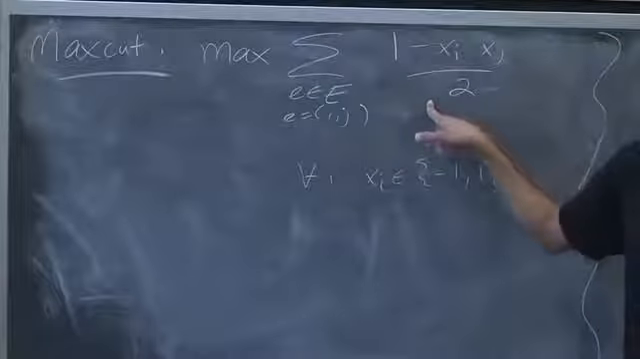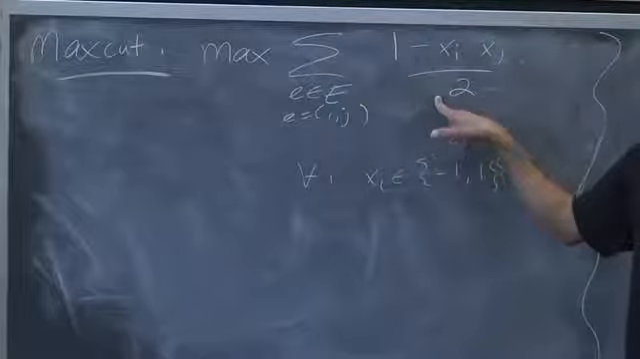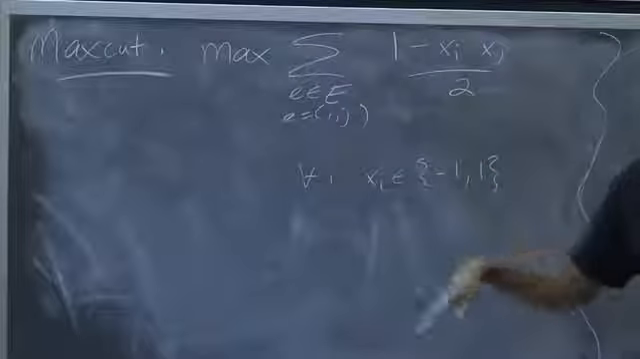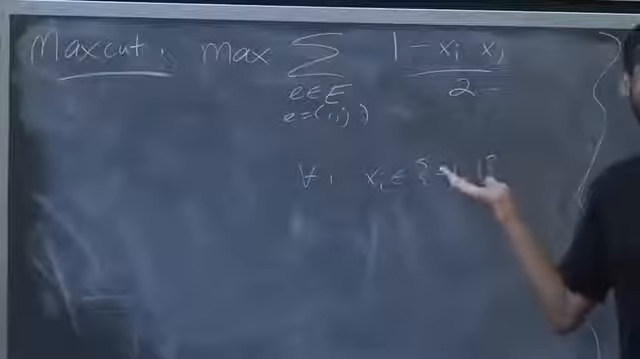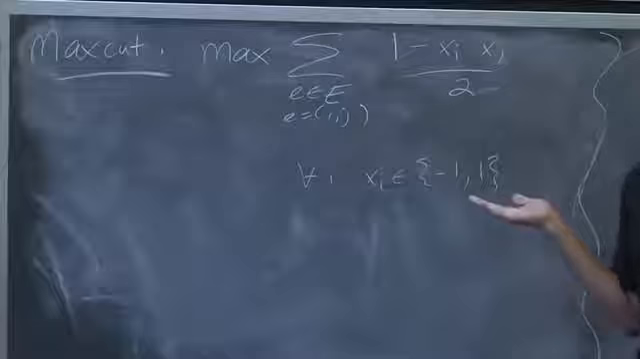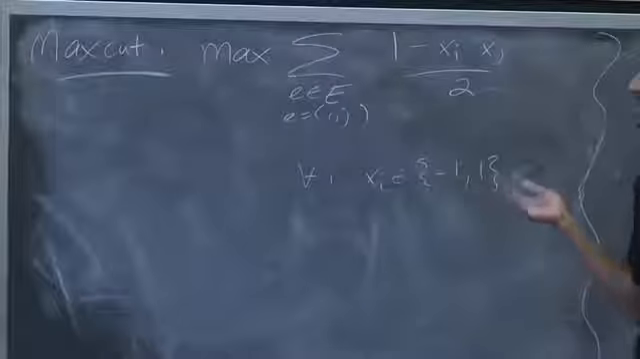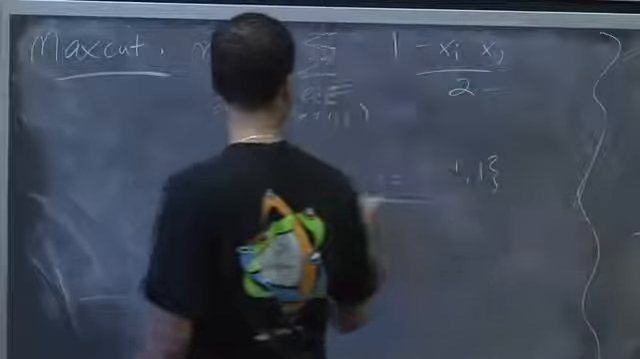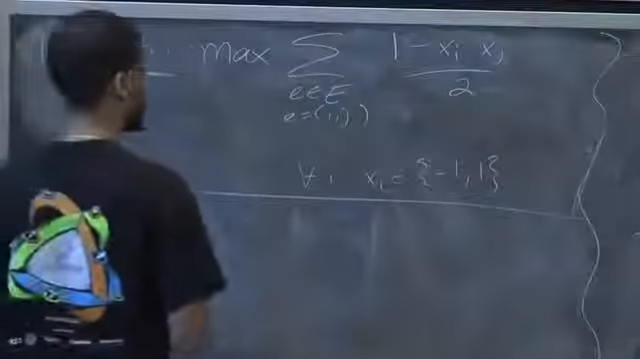This is a quadratic program. So by the way, max cut is NP hard. So we've also shown that now quadratic programming is NP hard. Okay. So we don't expect to be able to solve this quadratic program unless P equals NP.